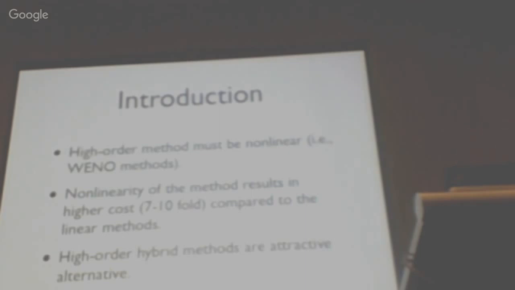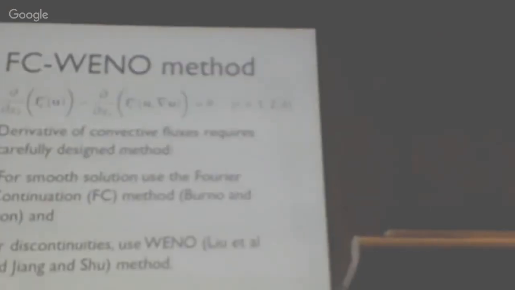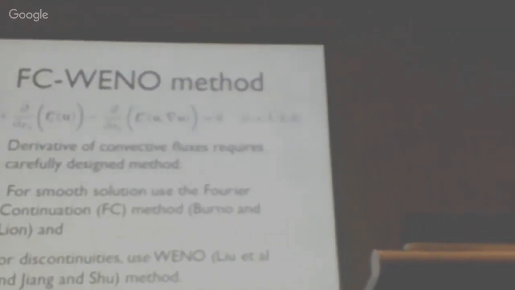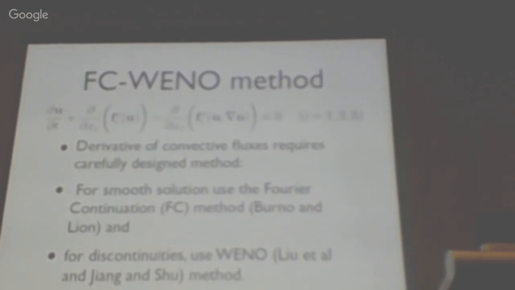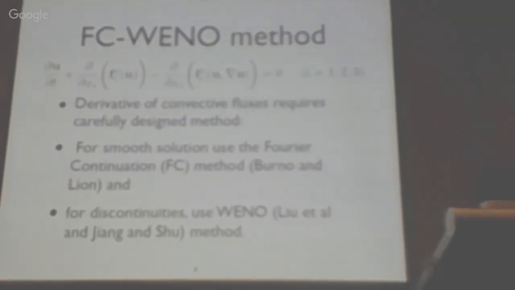Now the problem with high order methods is that when you're dealing with shock waves or discontinuities in general, they have to be nonlinear, and that nonlinearity costs us a factor of 10 roughly compared to the linear method. So what we are proposing, and there are several research groups proposing, is using high order hybrid methods, which I'm going to talk about. Let's say our governing equation is the Navier-Stokes equation in 3D in indicial notation, and we have two terms: the derivative of convective fluxes, the second term from the left, and then a derivative of viscous fluxes. We have to be careful about how we treat the derivative of convective fluxes.